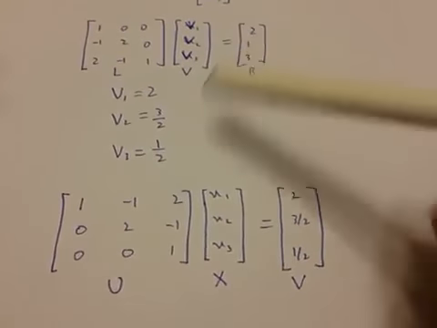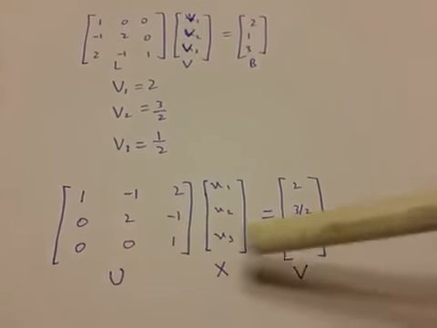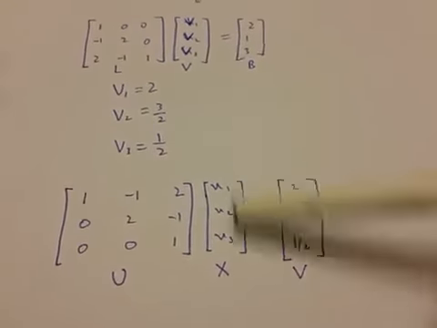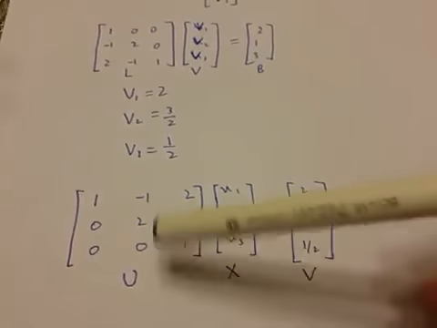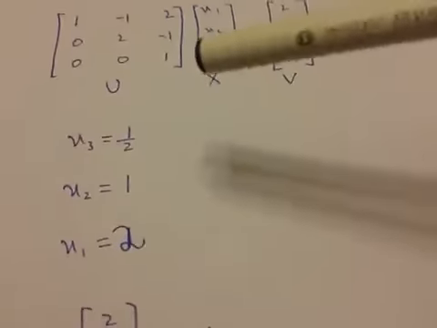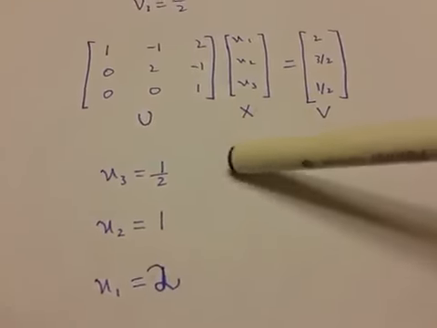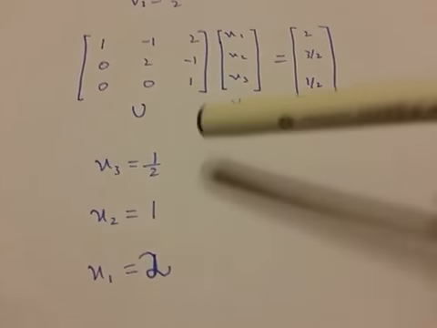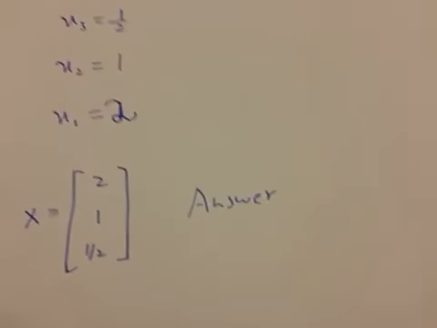We substitute these equations and these values into the equation Ux = V. Now notice the only unknowns here are X. We found U by finding values from a to f, and V from up here. And we get X3, X2, and X1 as 2, 1, 1/2, which is our required answer.